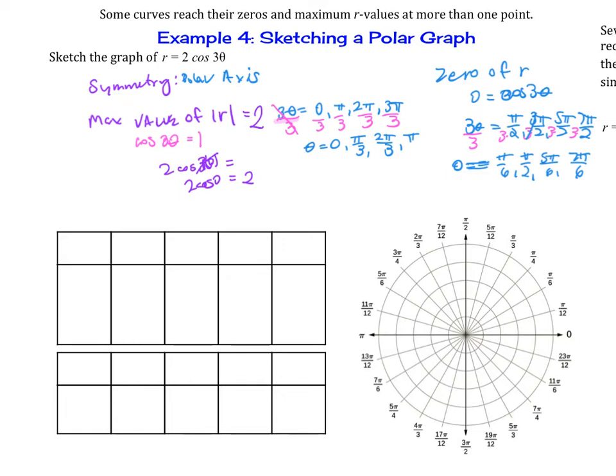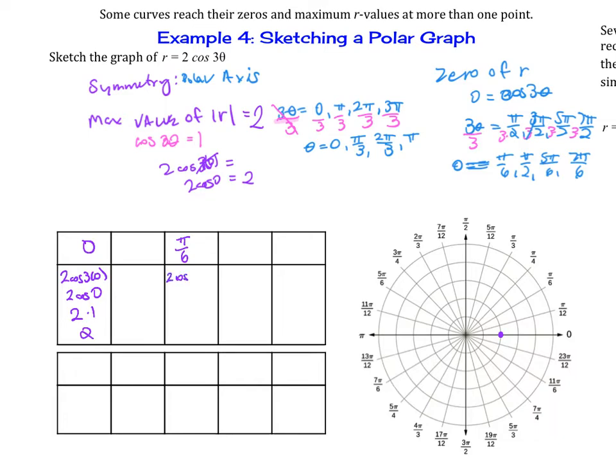So let's go ahead and plug in some values here. Let's just start at 0. So 2 cosine of 3 times 0. So we're really looking at cosine of 0, and we know that is 1. So at 0, we are at positive 2. Now if I were to check, I'm going to check pi over 6 here on this side because I already know what's going to happen. So let's try pi over 6.